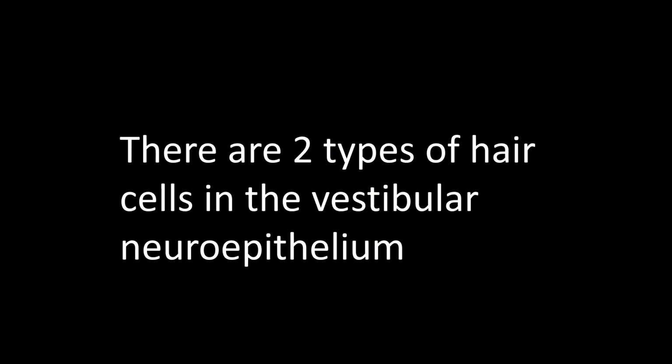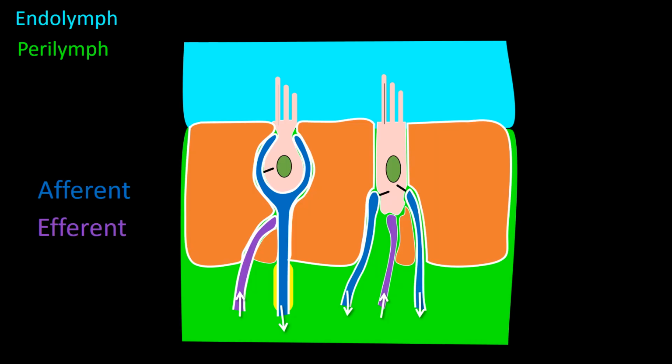Second fact, there are two types of hair cells in the vestibular neuroepithelium. This is a representation of two types of hair cells, the surface being bathed by endolymph, the rest by perilymph. Type 1 cells tend to be rounder, and the afferent nerve, here represented in blue, forms a calyx around it. Here I am indicating the kinocilia and now the stereocilia. The black lines represent the area of neurotransmitter release by the hair cell.